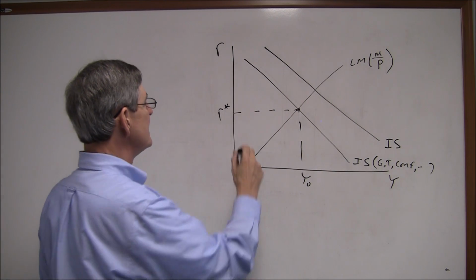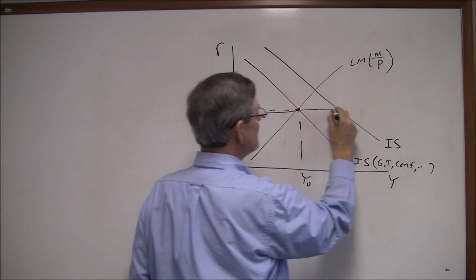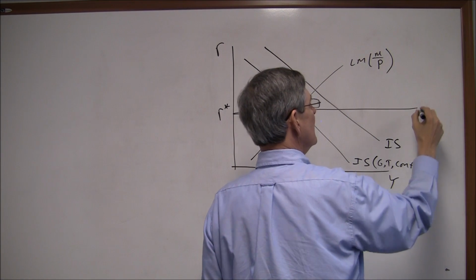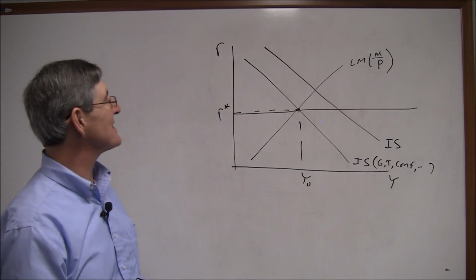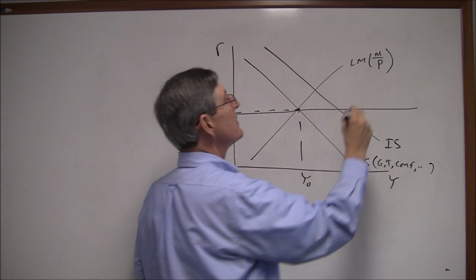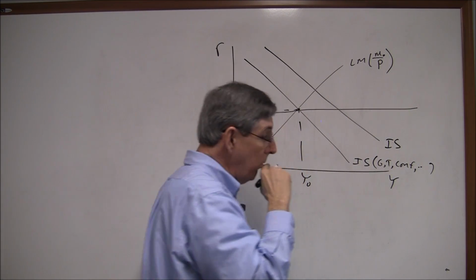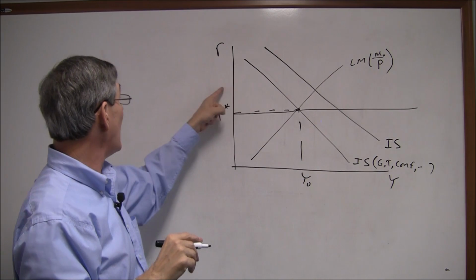But now what happens is the Fed has this money target, or interest rate target, sorry. So what it'll do is it'll increase the money supply. It'll say, oh, the interest rate's too high.